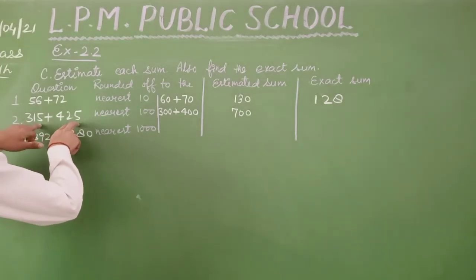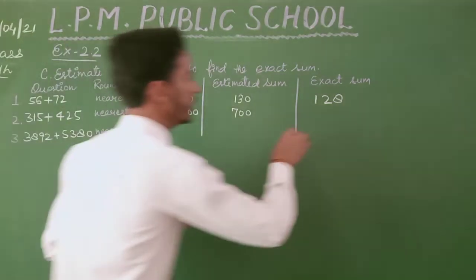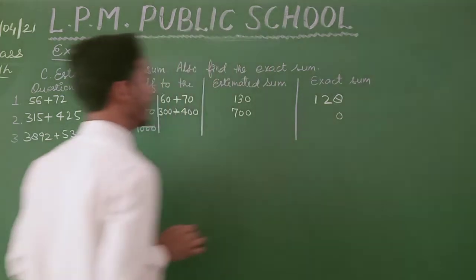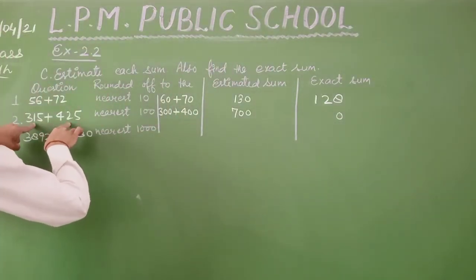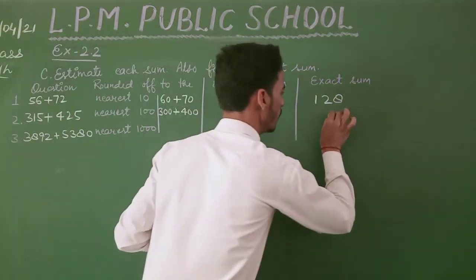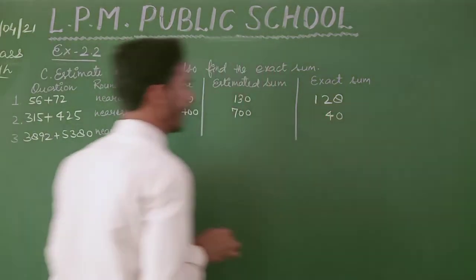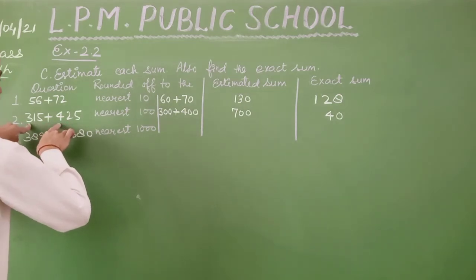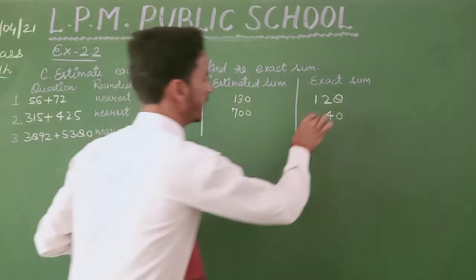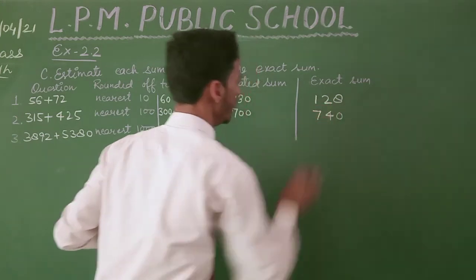And now we have to find the exact sum. 5 plus 5 is 10, 1 carry, and now 2 and 1 is 3, 3 and 1 carry is 4, and the next is 3 plus 4, 7. Okay, 3 plus 4 is 7, that is 740.